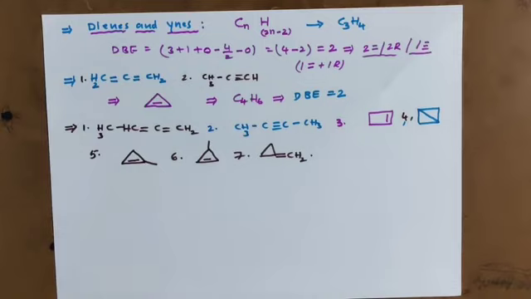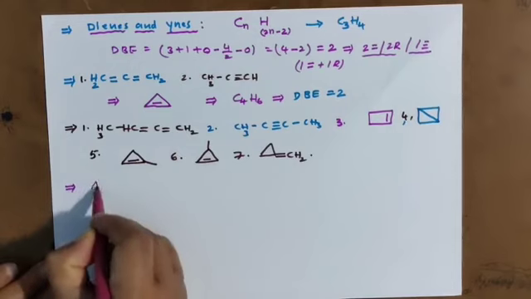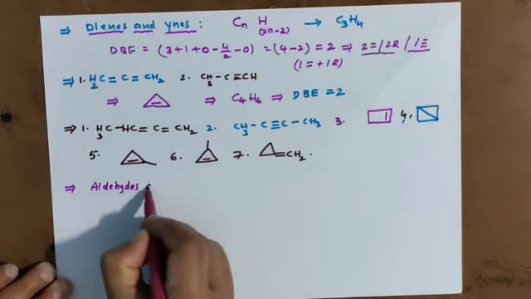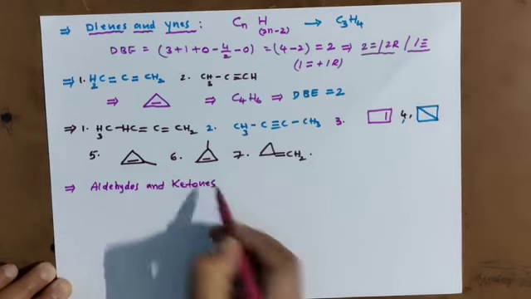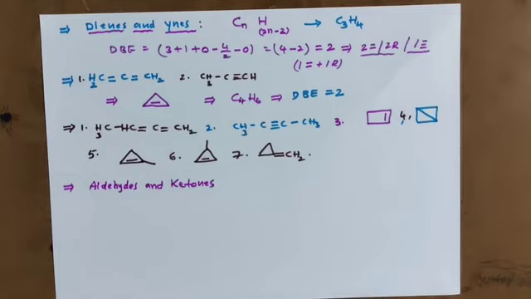Another example I am explaining; you practice actually. Aldehydes and ketones. Am I right? Aldehydes and ketones are also functional group isomers. Aldehydes and ketones are functional group isomers.